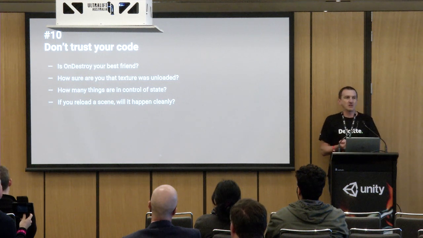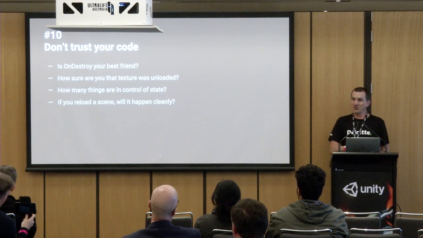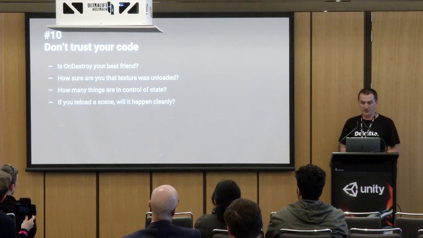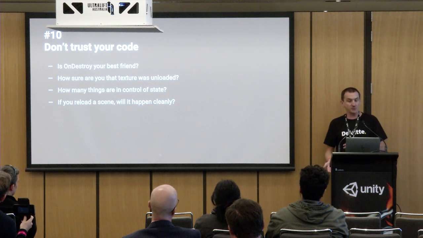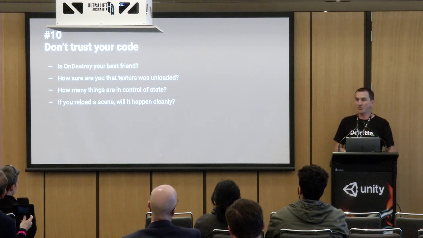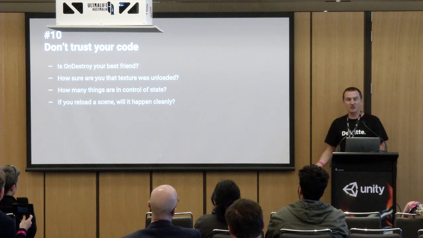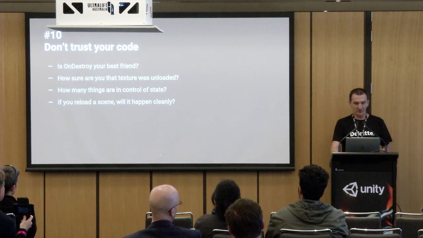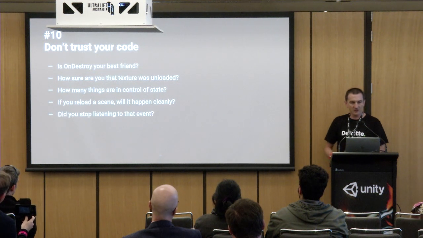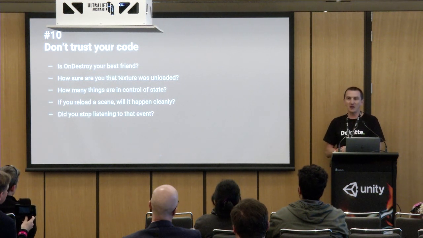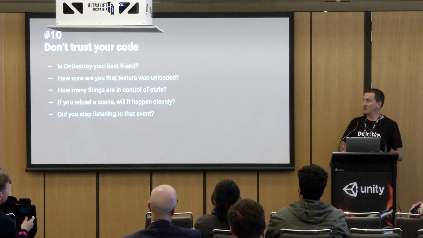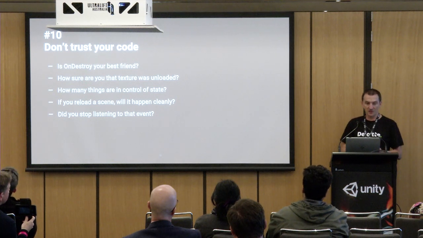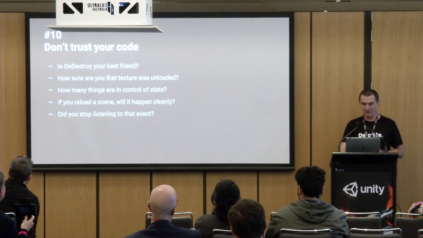If you reload a scene, is everything going to still be there when you go to use it? Maybe it's been unloaded, or is there something that should have been cleaned up that's not? Does this work the second time around, the third, the 20th time you've loaded the scene? And if something is still listening to an event handler, that could actually prevent most of the objects in the scene from being unloaded, which is one of the biggest sources of memory leaks that we have found.